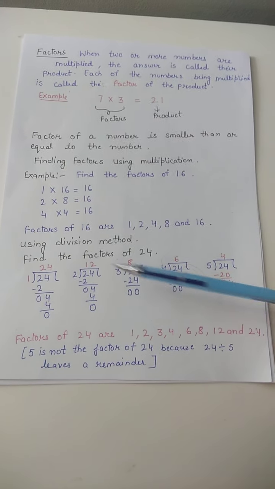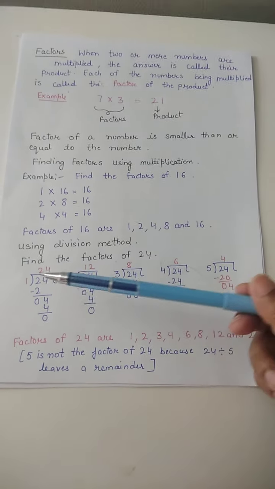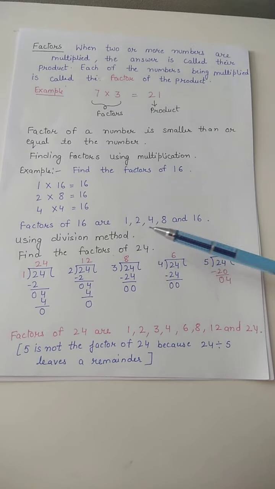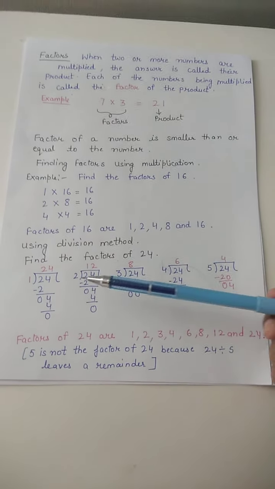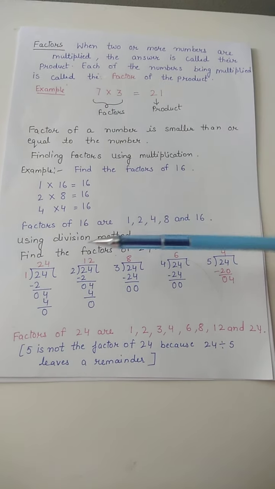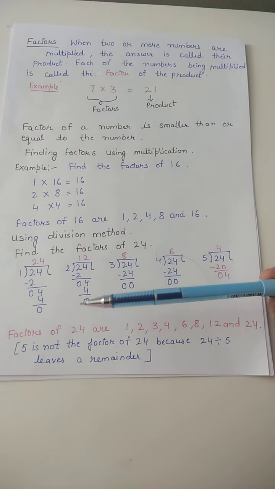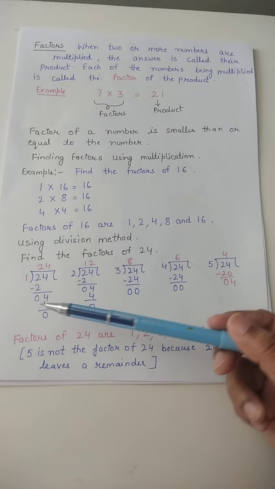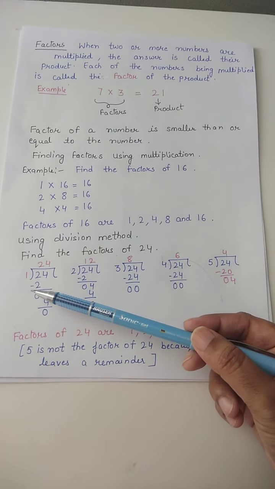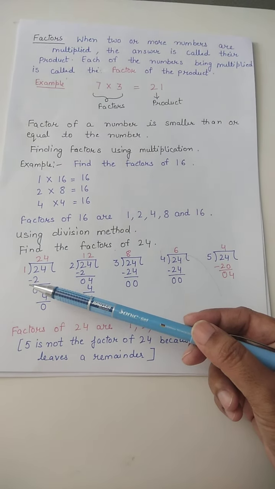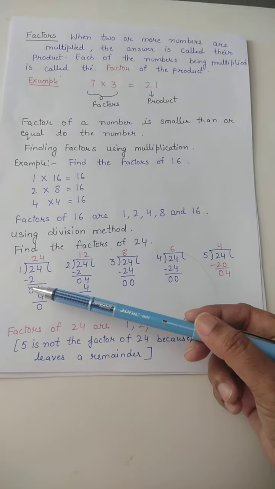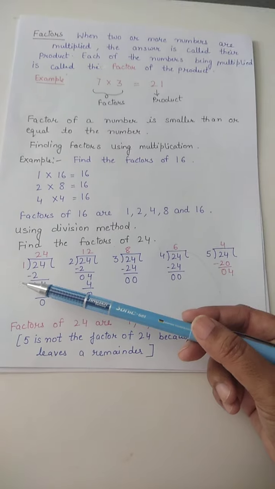Now I am explaining the division method. Find the factors of 24 with the help of division. Division you know. Whether you use the multiplication method or the division method, the factors will come the same. Always, like in multiples where we start multiplying with 1, here also, to find the factors, we always start from 1.